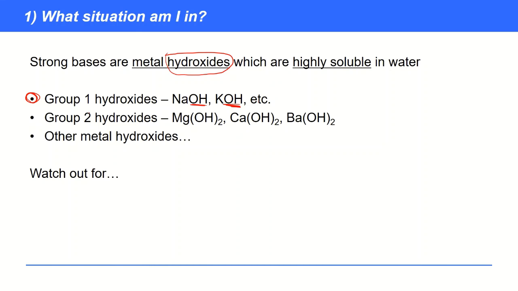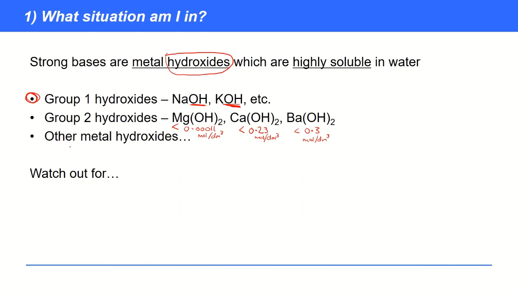Now the group 2 hydroxides are nowhere near as soluble, so the solubility limit for magnesium hydroxide is 0.00011 moles per decimeter cubed. So if you have any solution that's more concentrated than that, it's not going to be fully dissociated. There's going to be some insoluble magnesium hydroxide. Calcium hydroxide will work up to a concentration of 0.23 moles per decimeter cubed. And barium hydroxide will work up to about 0.3 moles per decimeter cubed, and that's working around 25 degrees C.